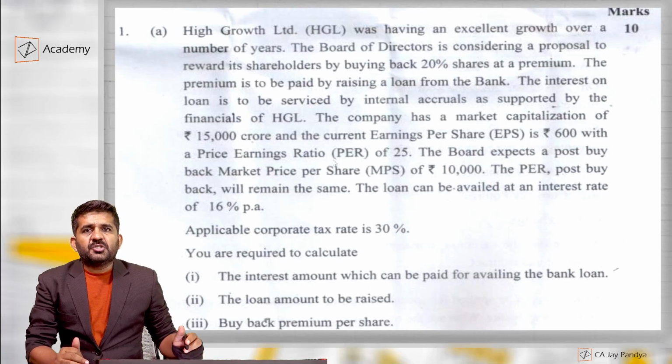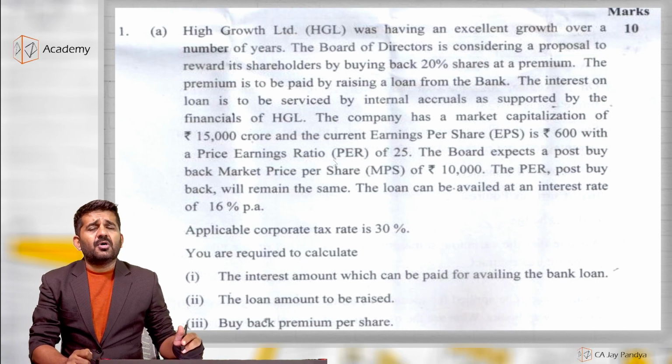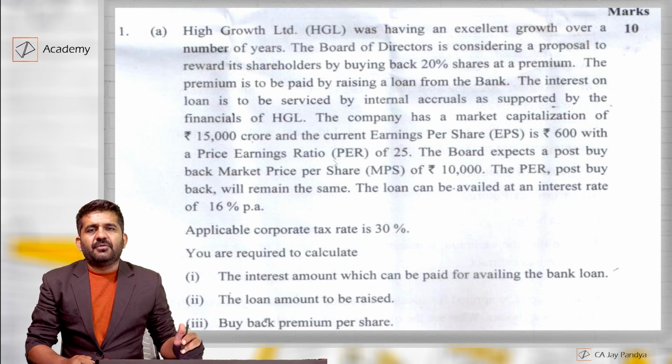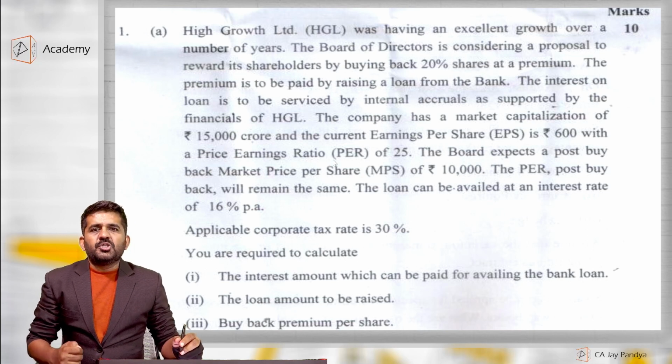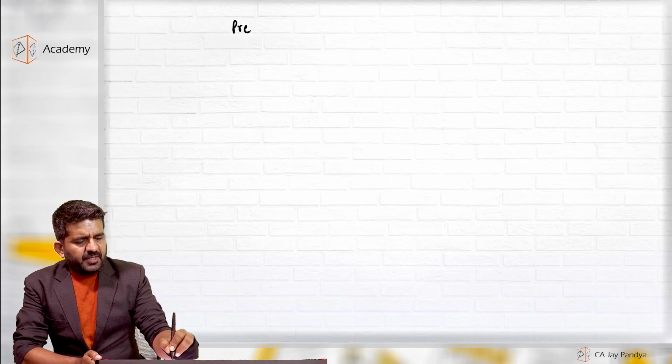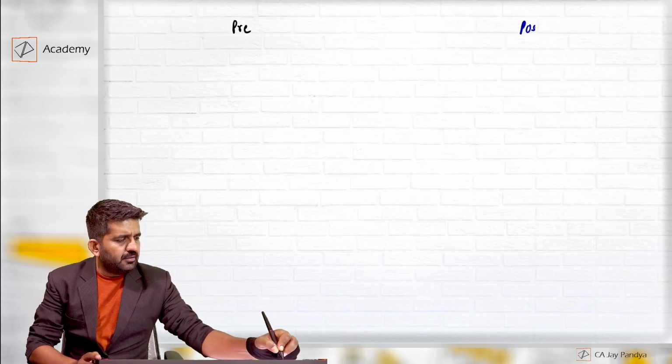Let us review this buyback question of CA final SFM paper of May 2023. This is question number 1A, a weird question or there is some mistake in the question. Let us see. I'm assuming as this is a review that you've already read the question. The question says something about pre-buyback and post-buyback. So let us do some calculations of pre and post.